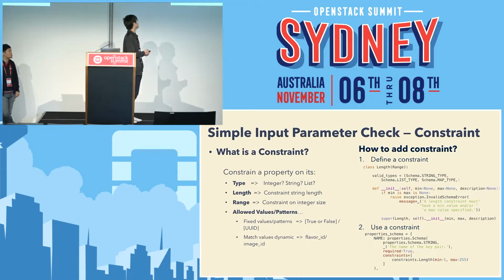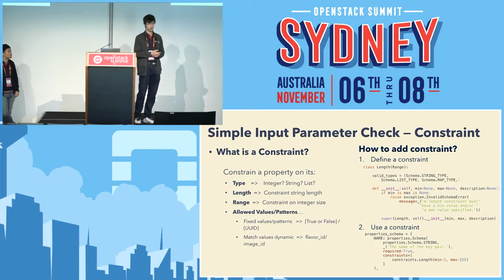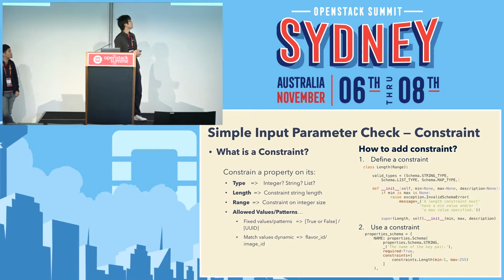And for allowed patterns, maybe sometimes you just need to input a UUID. A UUID has a fixed pattern, and you can set it in the constraint. If you set some other string, it will fail. And how do you add the constraint? It includes two steps. First, we need to define a constraint. And everywhere can be OK, I guess.